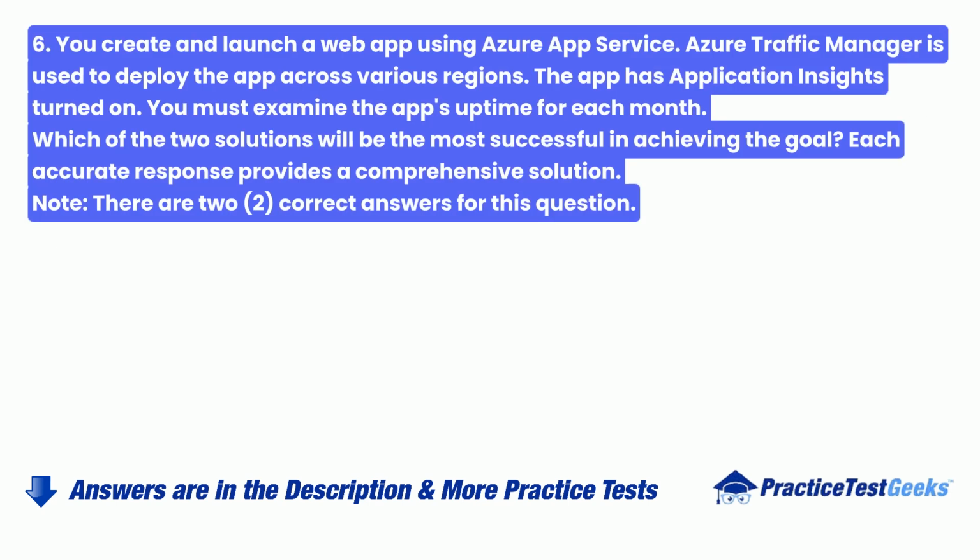6. You create and launch a web app using Azure App Service. Azure Traffic Manager is used to deploy the app across various regions. The app has Application Insights turned on. You must examine the app's uptime for each month. Which two solutions will be the most successful in achieving the goal? Each accurate response provides a comprehensive solution. Note: there are two correct answers for this question.